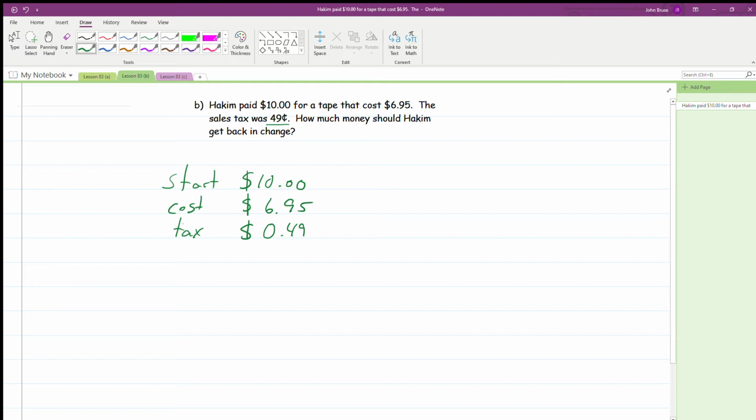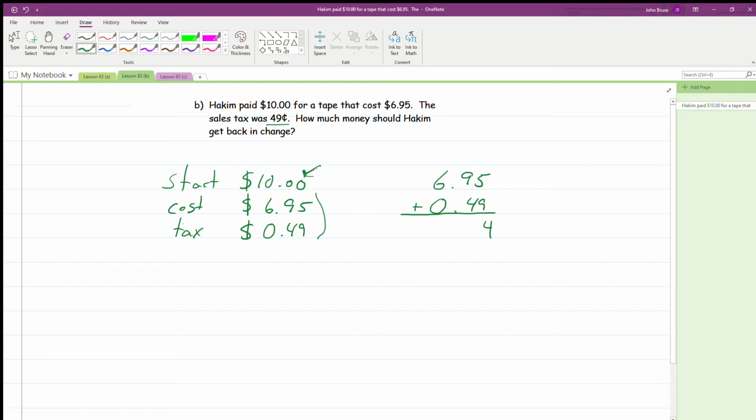Well, he gave the clerk a $10 bill. So we need to first find out what the cost was altogether. So $6.95 was the cost of the tape. So we're going to write that over here, $6.95. And then he also has to pay the sales tax, which is 0.49 or 49 cents. We're going to add those together. Put our decimal up there so I don't make a mistake. And we've got 9 pennies plus 5 pennies, that's 14 pennies. We're going to put 4 pennies here.